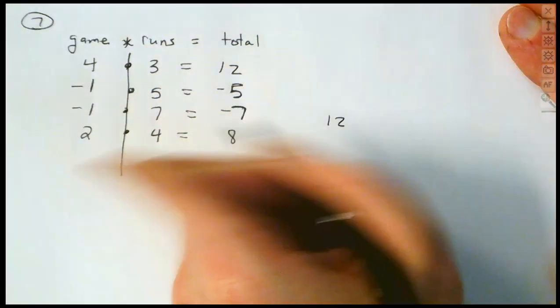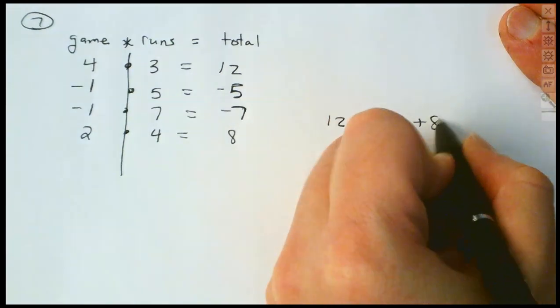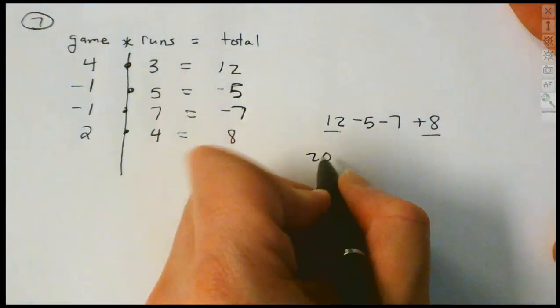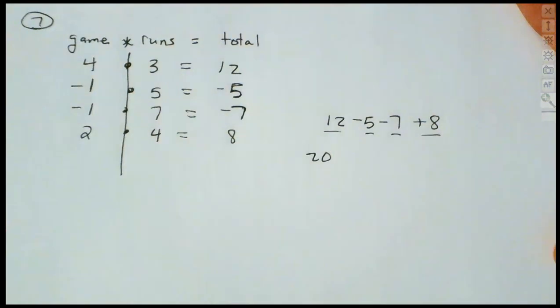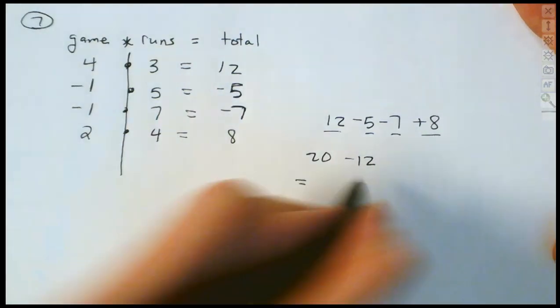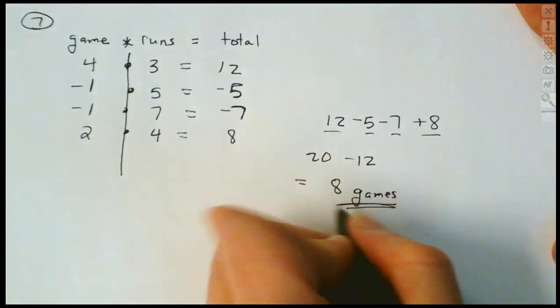We've got 12 minus 5 minus 7 plus 8. You can add them together however you want. Doesn't matter. I'm just going to go ahead and put the positives together. So 12 and 8 makes it 20. And the negatives can go together. Minus 5 and minus 7 makes it a minus 12. We put those together, and what do we end up with? 8. Okay, 8 games.